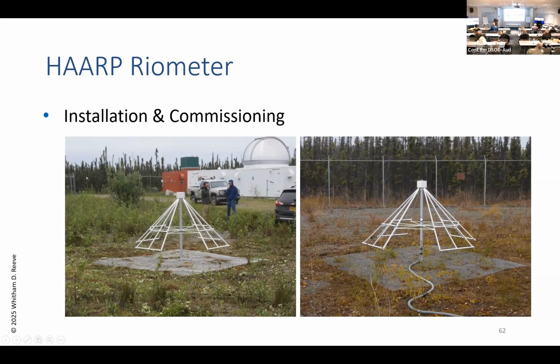And then this view is the same antenna that I took in September of last year, and this shows the coaxial cable that goes back to the receiver. It's actually enclosed in a flexible conduit there to keep it from being chewed on by foxes and rodents.